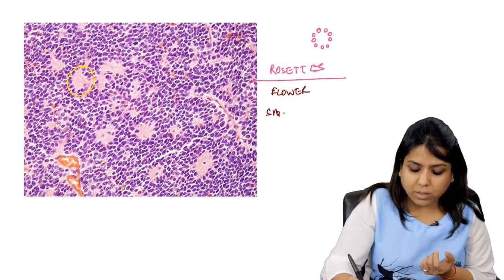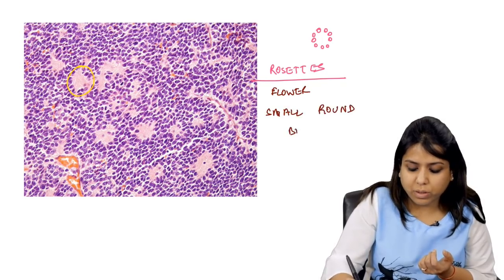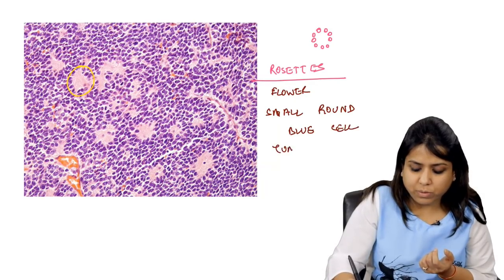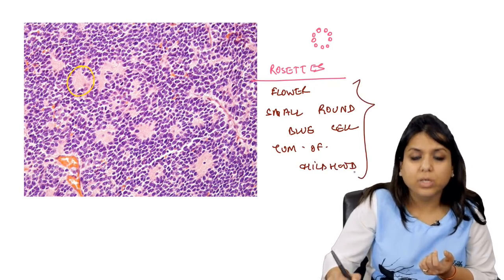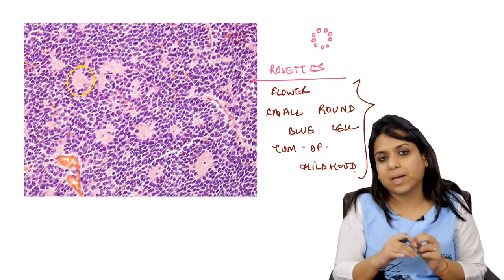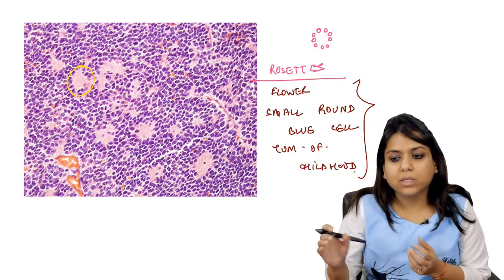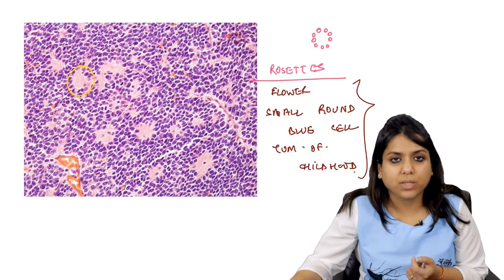And this is a small round blue cell tumor of childhood, showing rosettes or rose-like structures. Clear? These are the few images from general pathology that we have. Now let us start with a few images from systemic pathology, students.